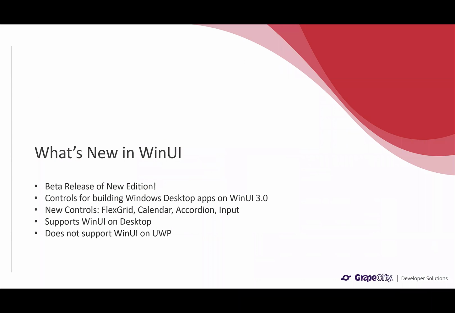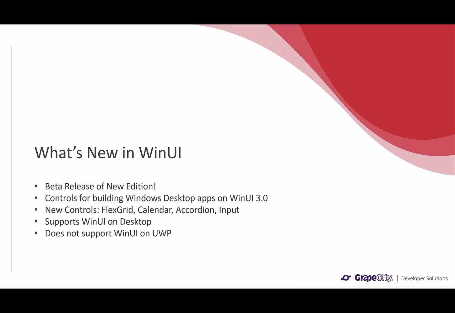All right, so next on our journey through .NET, let's stop and talk about WinUI. So this release marks our debut for WinUI controls. WinUI is Microsoft's latest .NET platform for developing Windows desktop apps on the WinUI 3.0 platform. It basically replaces UWP on Windows 10, which replaced WinRT on Windows 8. We've included 3 controls in this beta release: FlexGrid, Calendar, and Accordion.